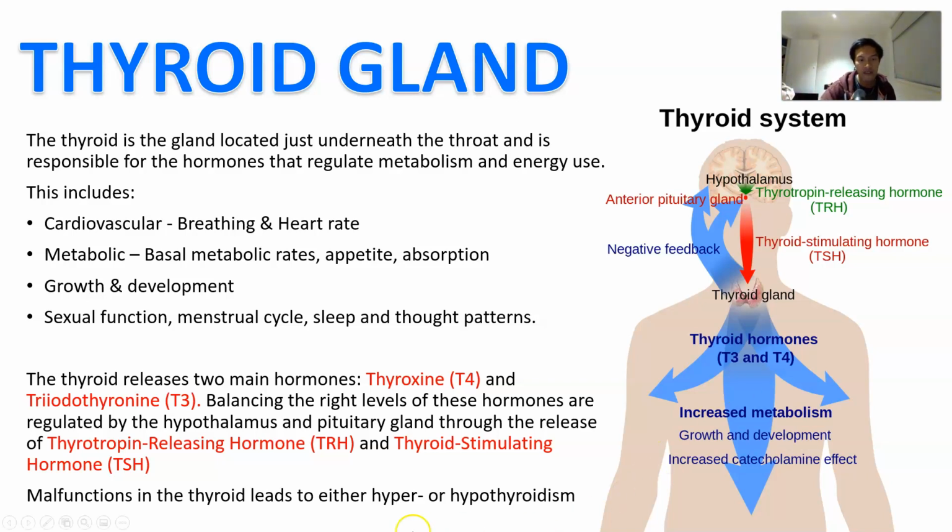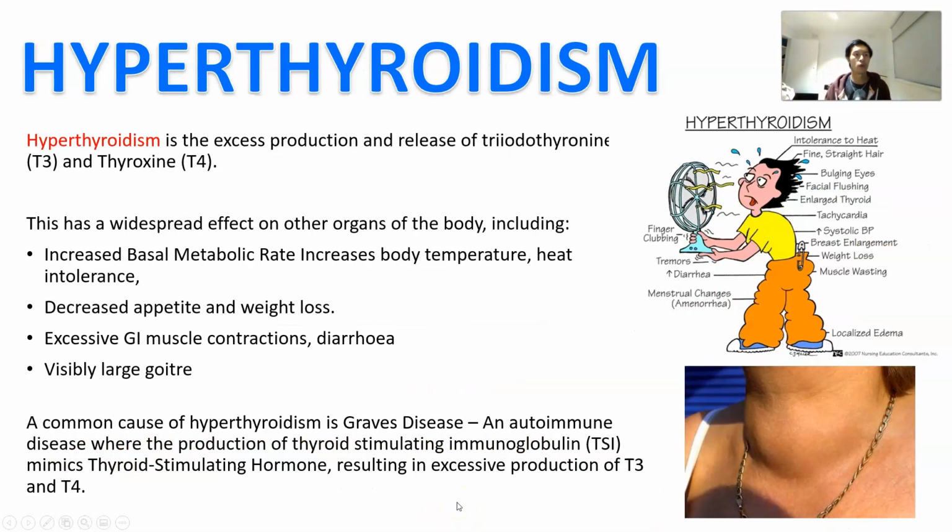Okay. When you have malfunction of the thyroid, you can have either hyperthyroidism or hypothyroidism, and we're going to go through each one. Hyperthyroidism is when you have too much T3 and T4, right? So you've got too much and your metabolism is rising up too much, right? It has a widespread effect on other organs in the body, including your basal metabolic rate, which increases your body temperature and your heat intolerance, right?